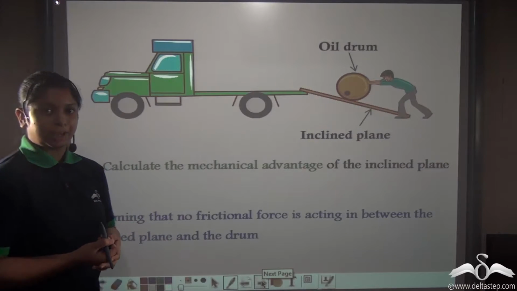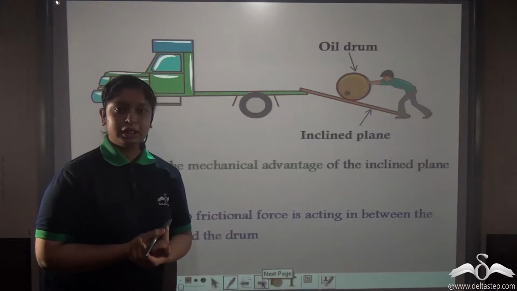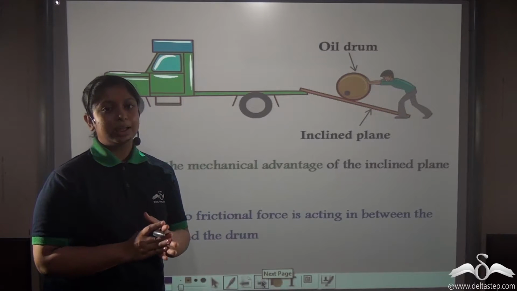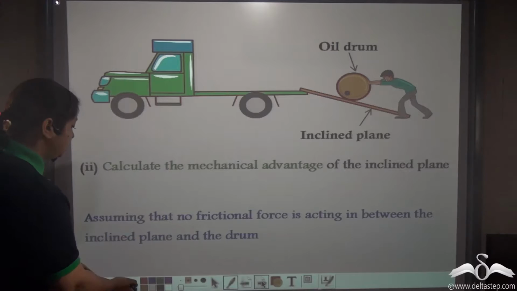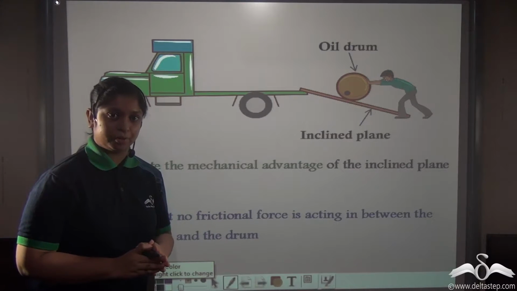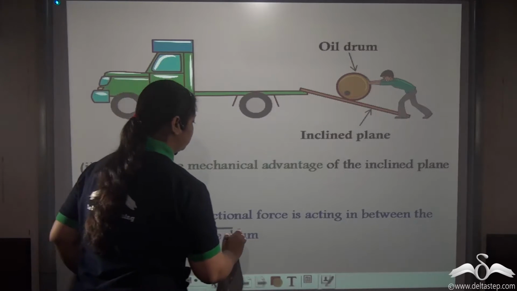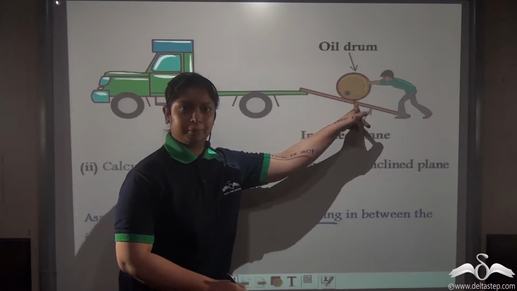Now what is the second question asked? Here, calculate the mechanical advantage of the inclined plane. Now for calculating the mechanical advantage, we need to make an assumption. The assumption is that the inclined plane does not experience any frictional force. That is, there is no frictional force between the inclined plane and the oil drum.